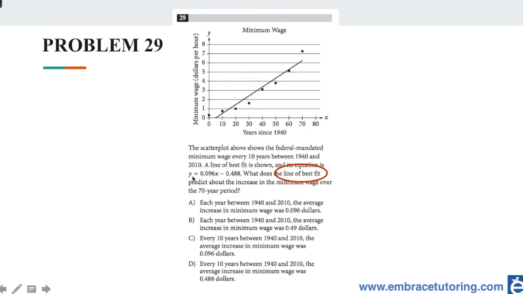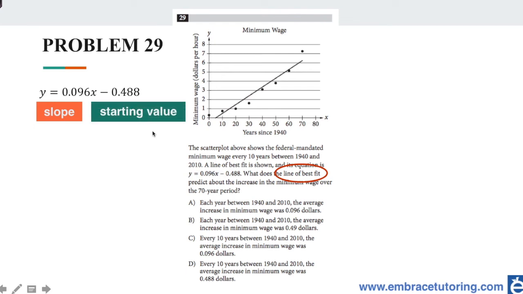Hopefully it registers that y equals 0.096x minus 0.488 is really equivalent to a slope, and the 0.096 is what your slope is going to be, and the 0.488 is what your y-intercept is going to be. The y is obviously the y-coordinate, and the x is the x-coordinate, and this is just a standard y equals mx plus b equation.